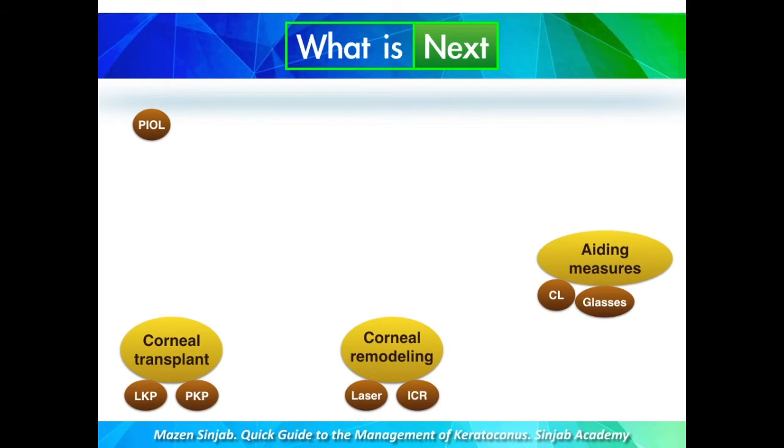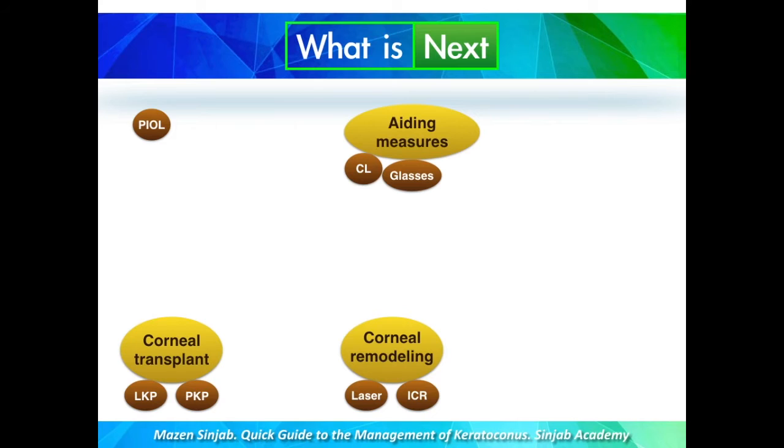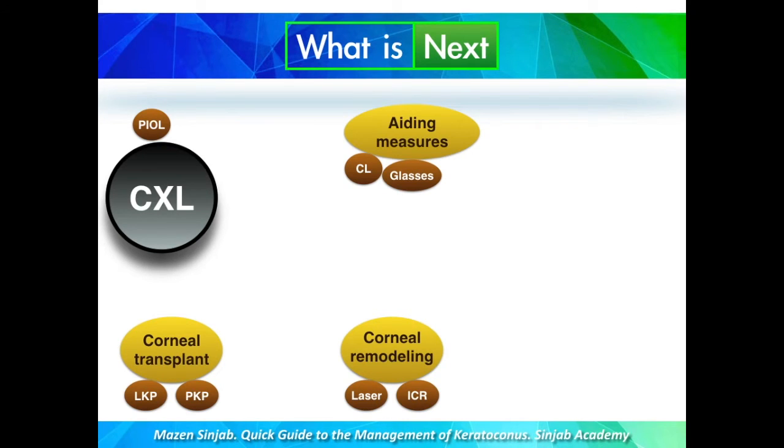Now, if we want to go for phakic IOL, can we do any aiding measures after phakic IOL implantation? Yes, we can. We can improve vision by using contact lenses or glasses. But if corneal cross-linking was done 12 months before phakic IOL and later we want to fit contact lenses or glasses, is it possible? Yes, it is.